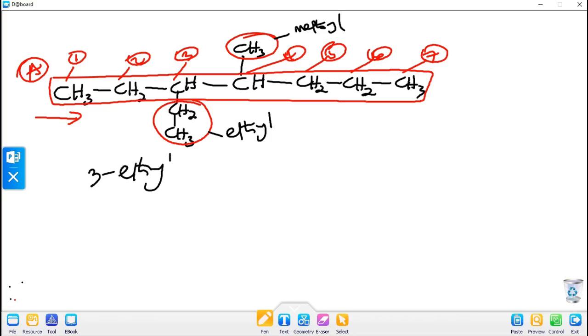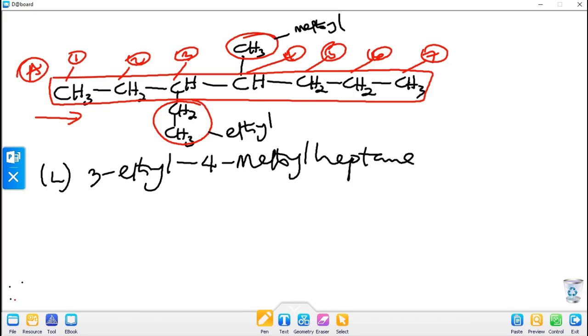3-ethyl, because ethyl is attached to carbon 3. That is from the left hand side now. This is going to be 3-ethyl, 4-methyl heptane. Don't forget, numbers are separated from numbers with a comma, but numbers are separated from letters with a hyphen. Don't forget that, dear students.